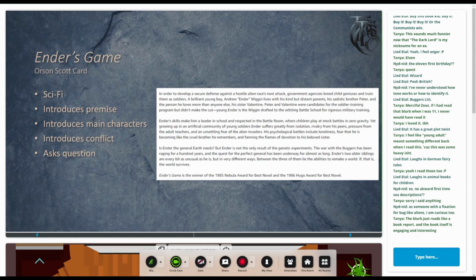Though the very end of it, the last paragraph, starts asking questions about things in the story. So, is Ender the general Earth needs? That does invite readers to ask that question. And it does start looking at other questions, and it hints that maybe Ender is the chosen one, so to speak. It does kind of rely on that trope, which isn't a bad thing. Tropes are not your enemy. So, that is Ender's Game, and the blurb thereof.